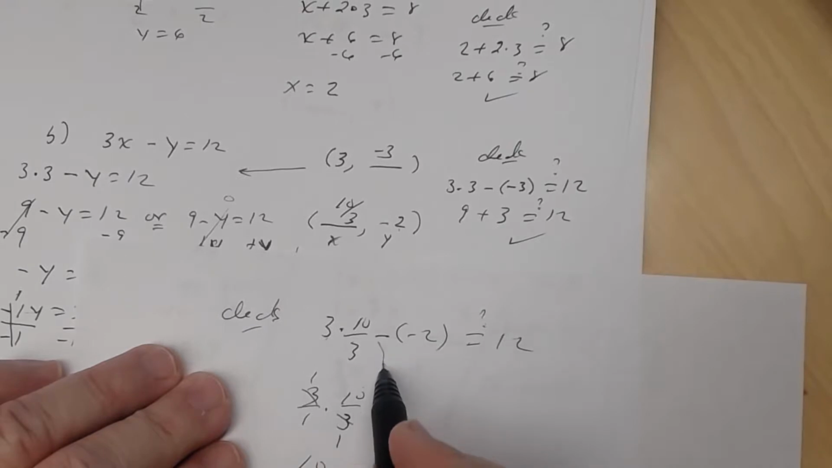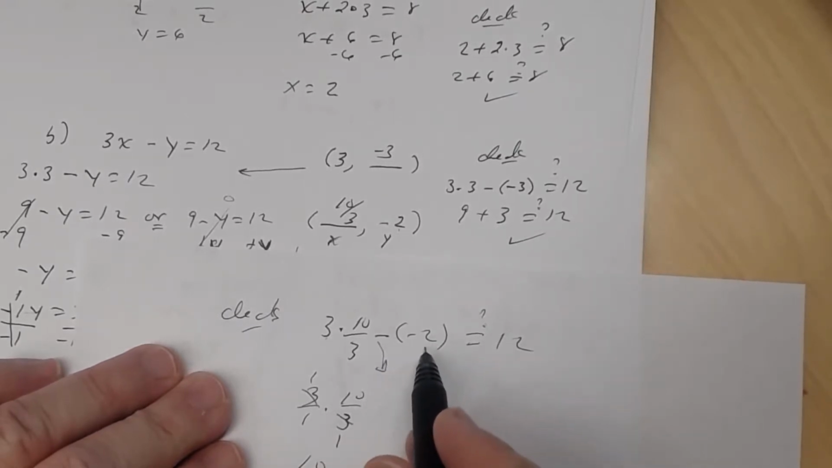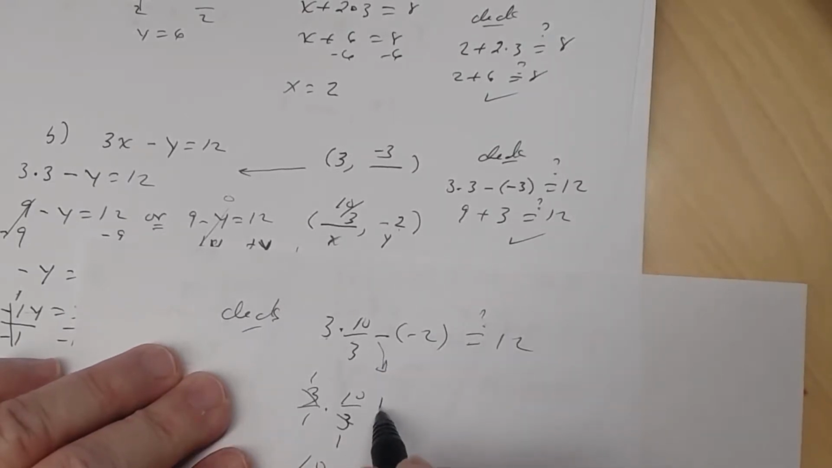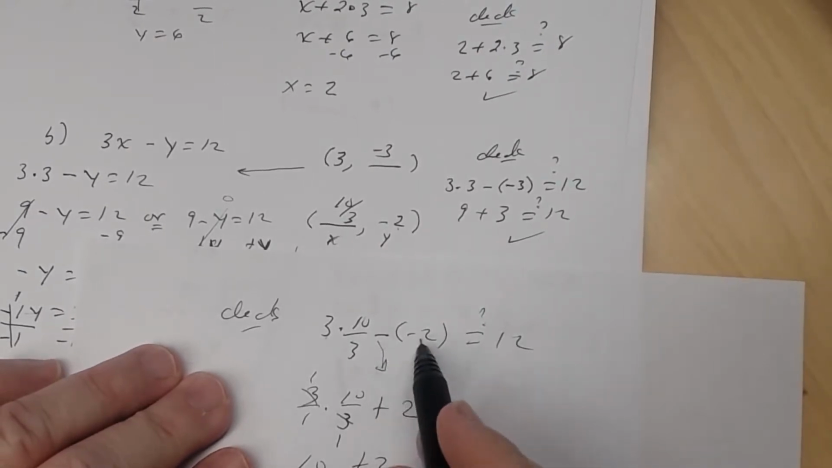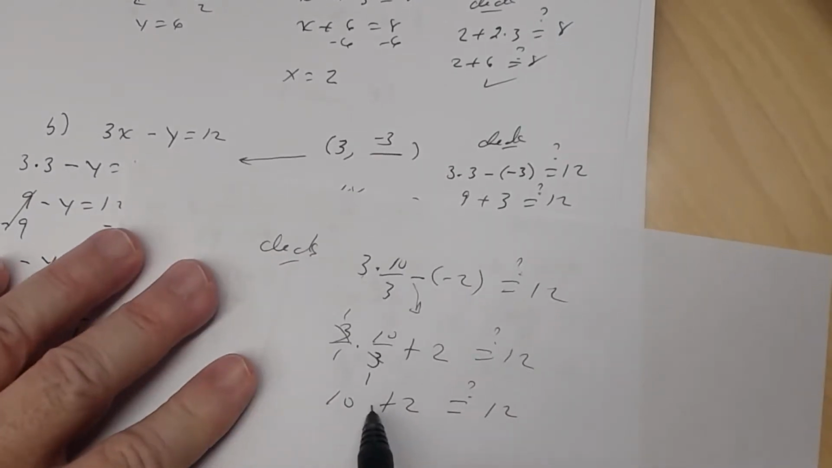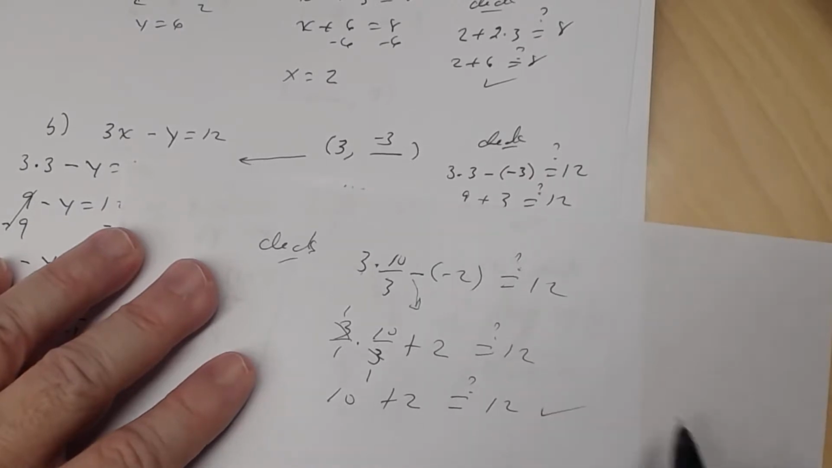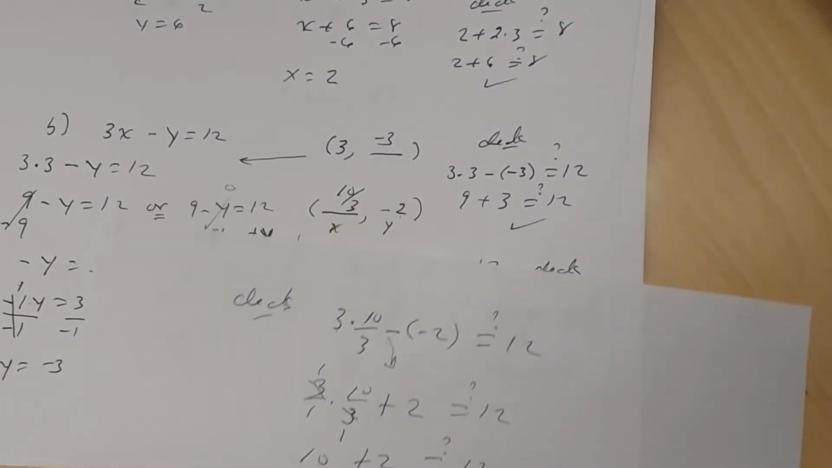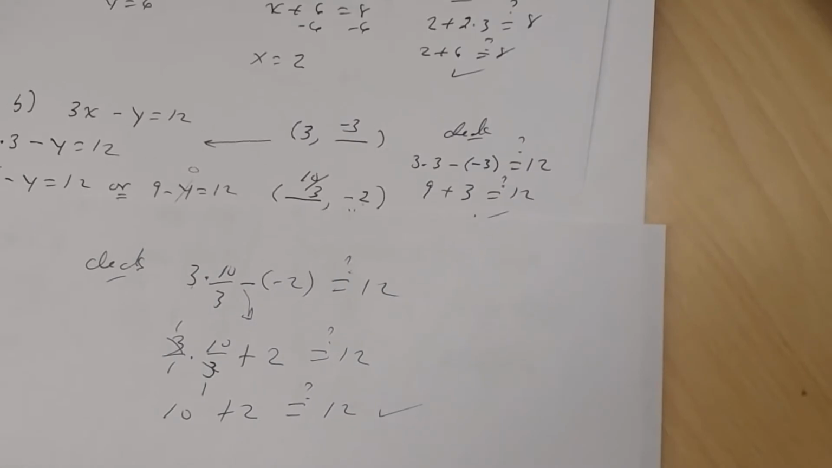All right, now remember here, you're subtracting a -2. So remember, that means the same thing as adding a +2. All right, so adding a +2. And so the question is, is that equal to 12? And the answer is yes, 10 plus 2. 10 plus 2 does equal 12. That's a true statement. Okay? All right, so that was part B.